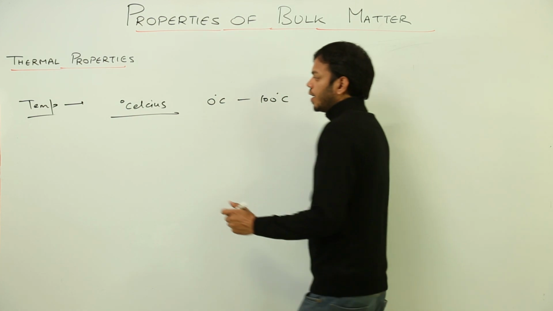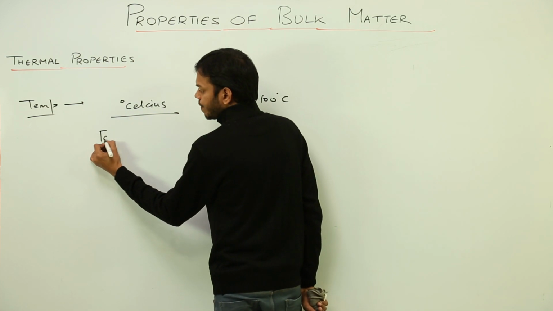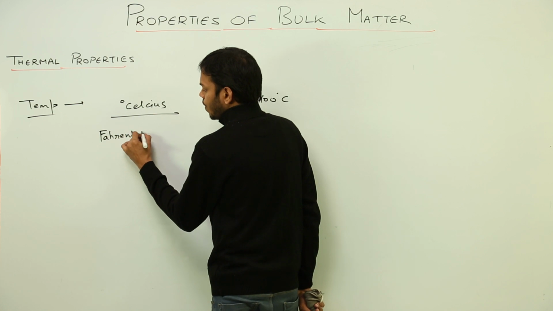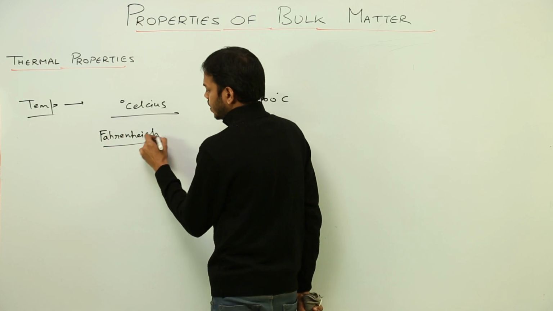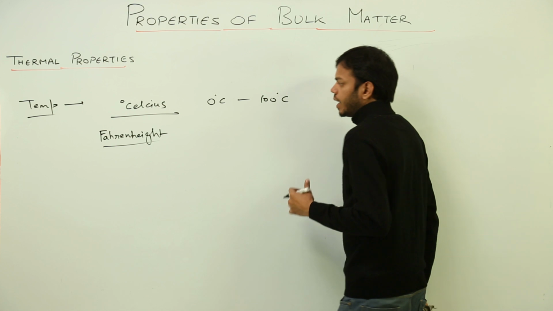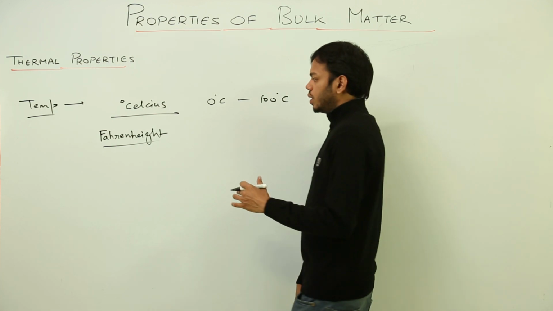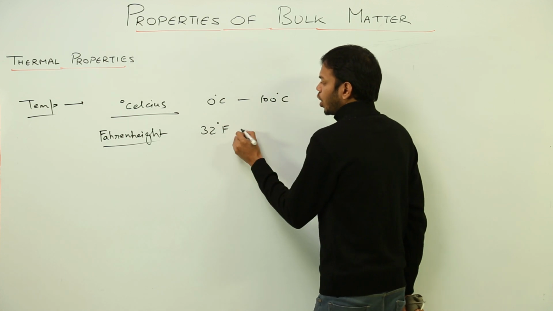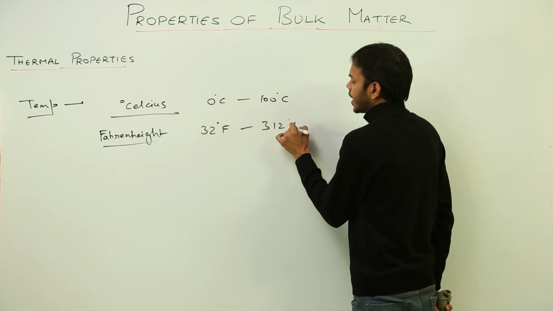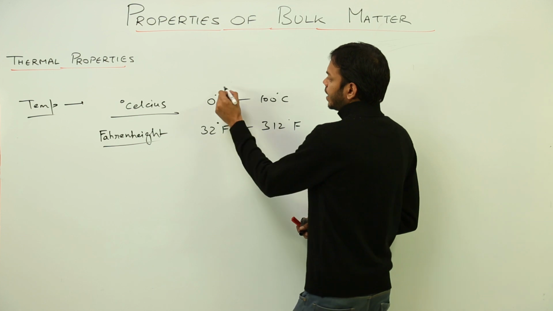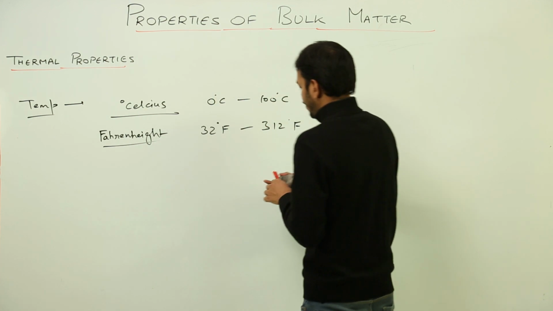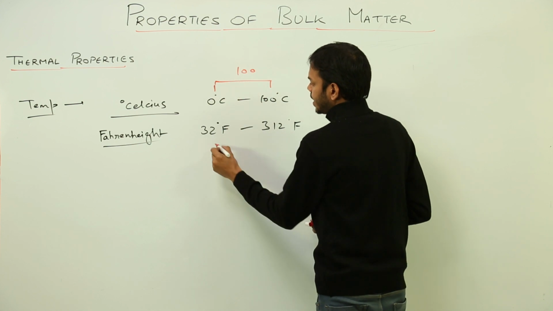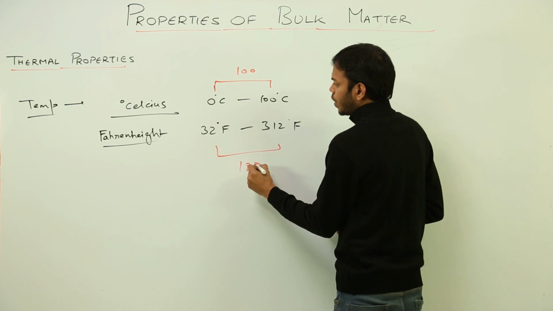Another one is the Fahrenheit scale. Here the freezing point of water is 32 degrees Fahrenheit and the boiling point is 212 degrees Fahrenheit. So the difference in the Celsius case, between the higher and lower points, was 100, whereas in this case the difference is 180.